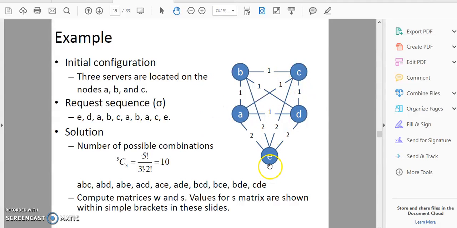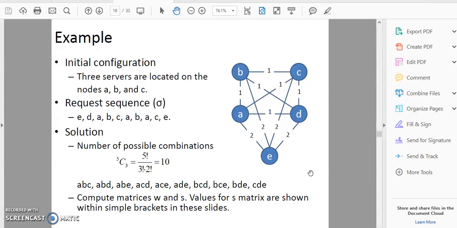Now if a request at E comes, there is a possibility that the server from A moves to E, or B moves to E, or C moves to E. So now if initially servers are located at ABC, then the total number of configurations possible with these 3 servers is: servers can lie on ABC, or on ABD, or on ABE, and all these configurations.